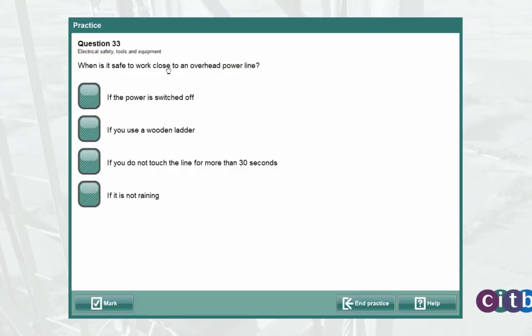When is it safe to work close to an overhead power line? If the power is switched off. If you use a wooden ladder. If you do not touch the line for more than 30 seconds. If it is not raining.